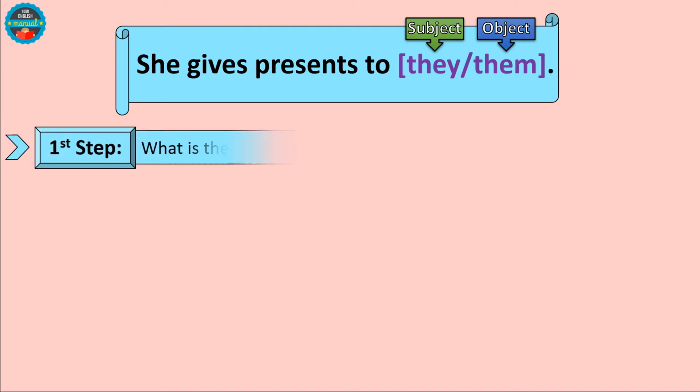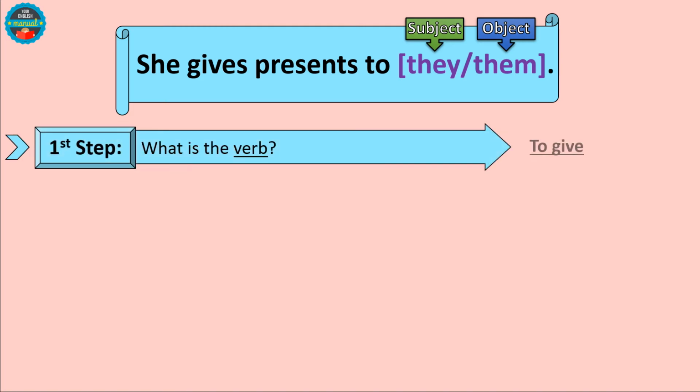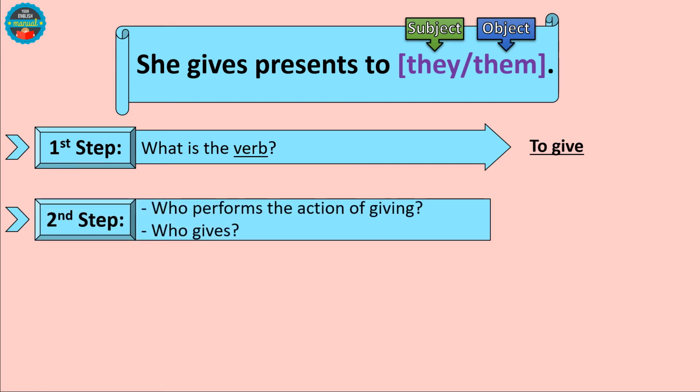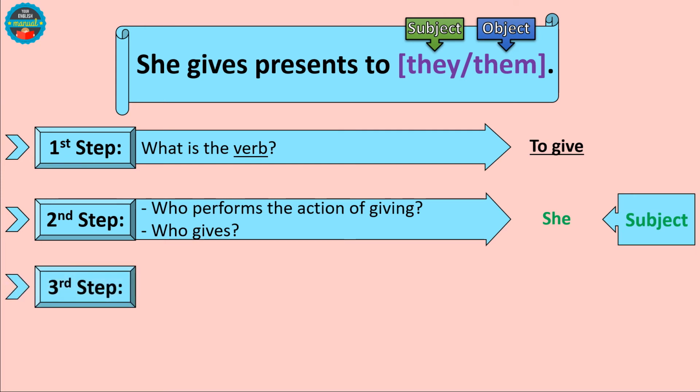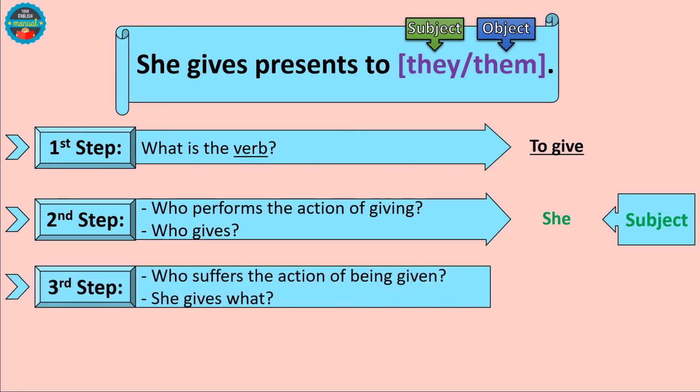First step, what's the verb? To give. Second step, who performs the action of giving, or who gives? Answer, she. So she is the subject of the sentence. Third step, who suffers the action of being given, or she gives what? Answer, presents. So presents is the direct object of the verb to give in the sentence.